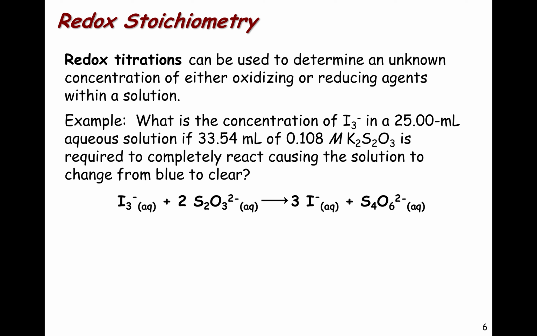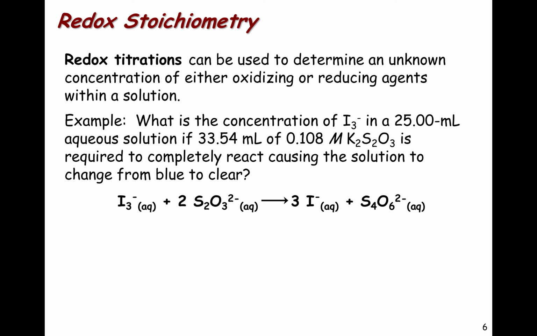The last thing to check, to make sure this really is balanced, is the total amount of charge on both sides. The I3 minus is -1, whereas the S2O3 2 minus, there are 2 of those. So it's a total of 5 negatives on the left side of the arrow, whereas on the right there are 3 iodides, that's a total of 3 negatives, and then the S4O6 2 minus, for a total of 5 minus on the right.